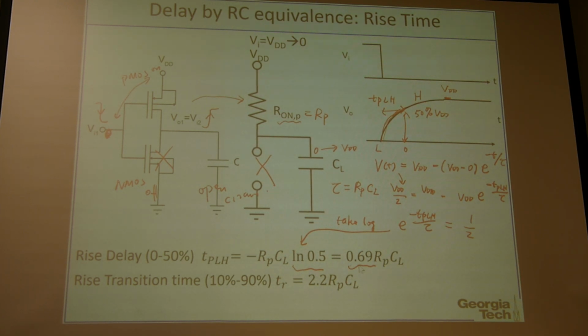So here we get this coefficient, which is important, this 0.69 RC. So this 0.69 comes from the natural log of 0.5. And 0.5 is because of this 50% by definition. So here we will get this delay, which is roughly 0.69 RC. And this R is the equivalent resistance of the transistor.